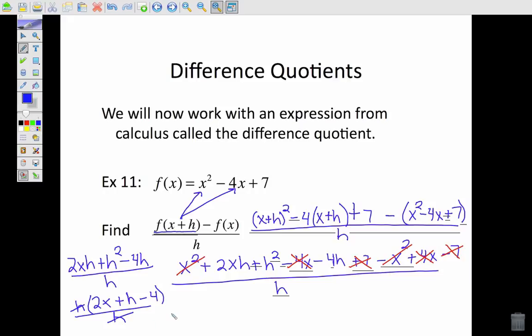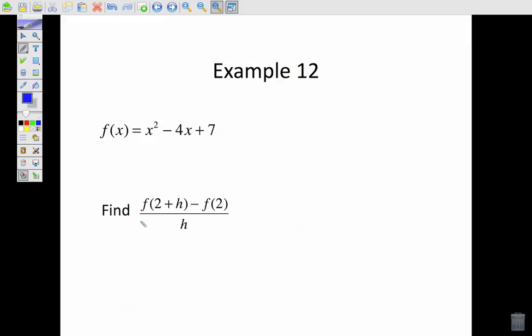The only way that we can simplify this and actually divide by h is as long as h is not equal to 0. So we're going to cross those h's out. Here's our final result, 2x plus h minus 4, as long as, since we did divide by h, h does not equal 0. Okay, so that is an example of the difference quotient. A lot of it is just taking your function here and practicing substituting and evaluating. Let's do one more, and then we'll be done.